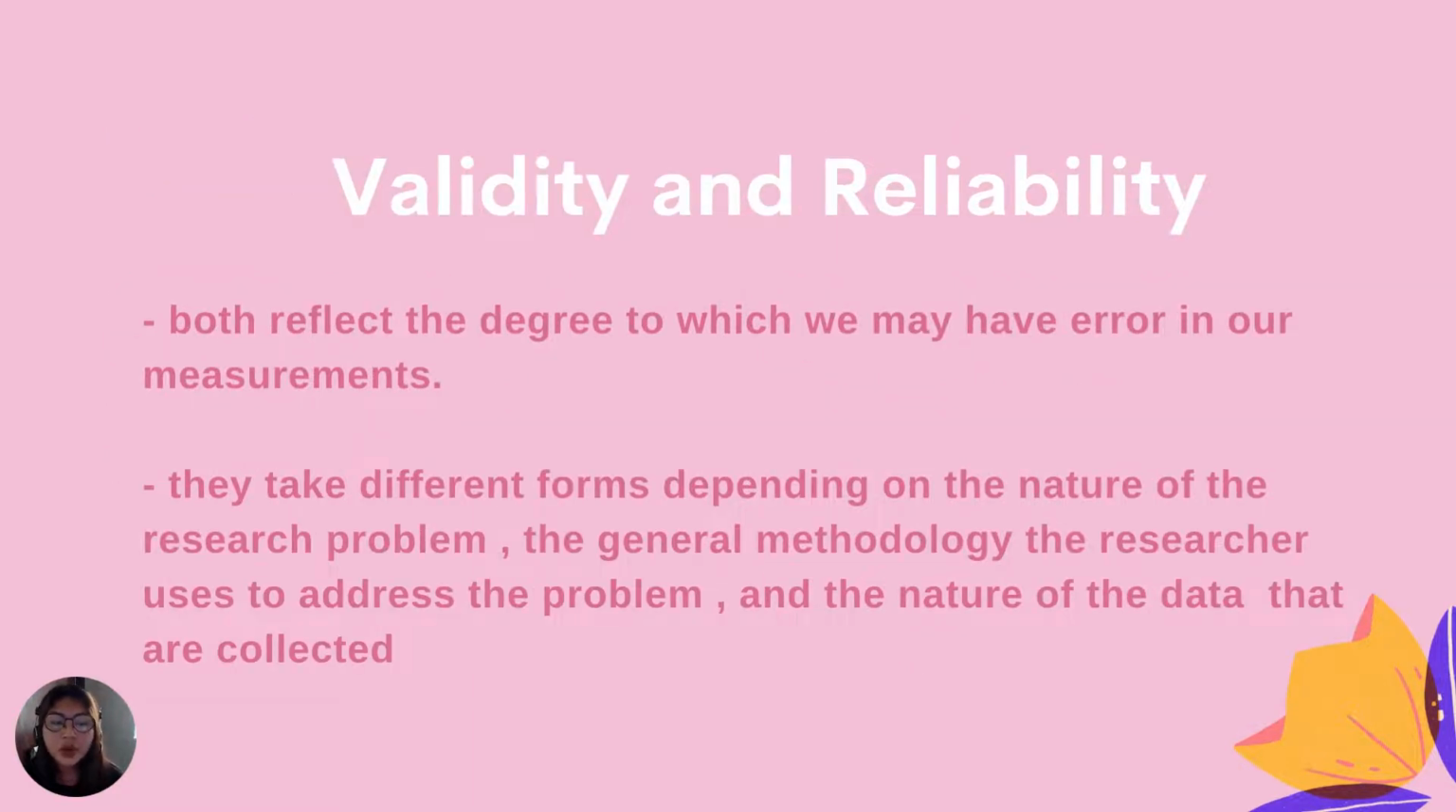Okay, so both validity and reliability reflect the degree to which we may have error in our measurements. And they take different forms depending on the nature of the research problem, the general methodology the researcher uses to address the problem, and the nature of the data that are collected.